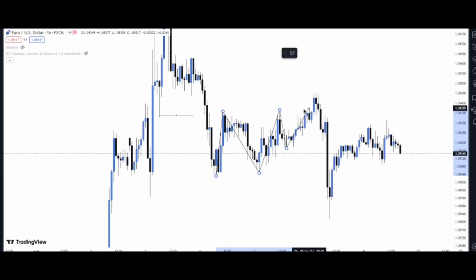This high took out this previous structure high. I hope you understand. And then came down to print this low before going higher to print this high. And then after printing this high, price dropped. That tells you when price dropped, it took out this low, took out this low, took out this low. First of all, it took out this low. So what do you call that? That's liquidity sweep. Price simply swept this liquidity here with one candle.